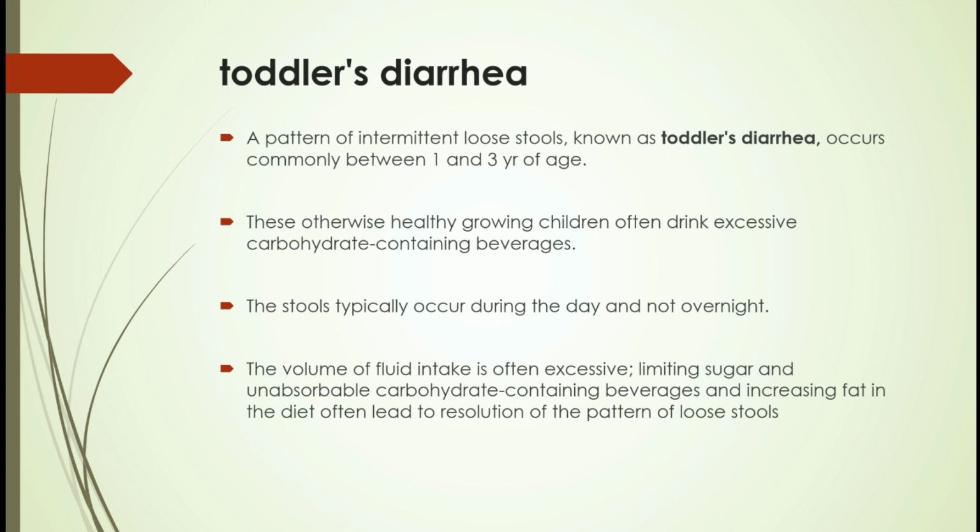So let's discuss a little about toddler's diarrhea. A pattern of intermittent loose stools known as toddler's diarrhea usually occurs between the first and third year of age. These otherwise healthy growing children often drink excessive carbohydrate-containing beverages, which is very common in our society. Children consume packed juice in enormous amounts, so it leads to toddler's diarrhea. It increases the frequency of their stool, but otherwise the child is active, healthy and alert.